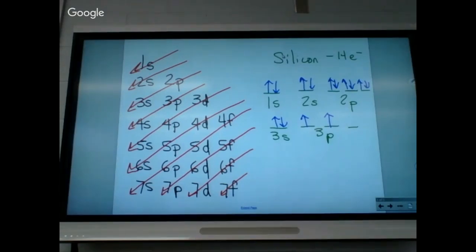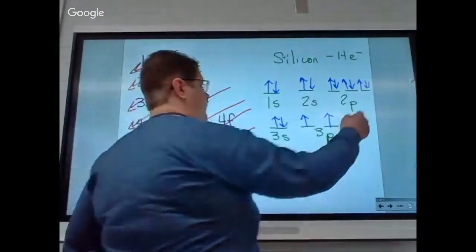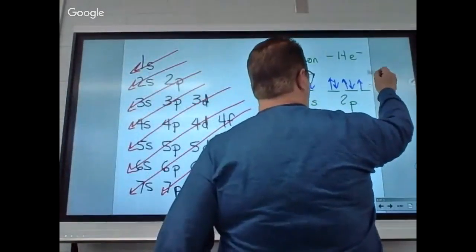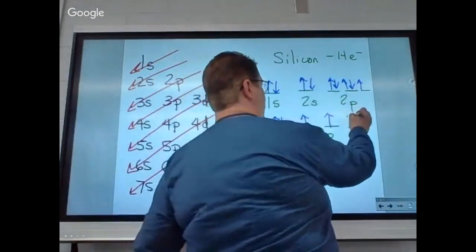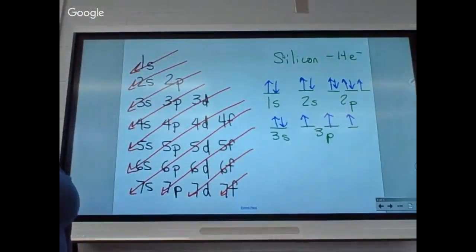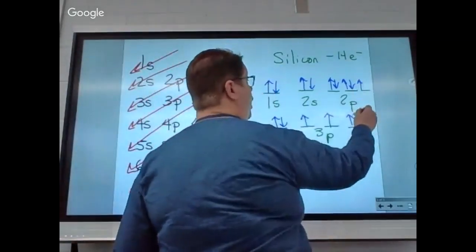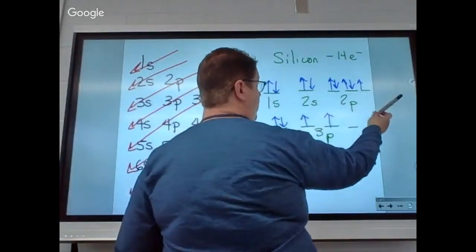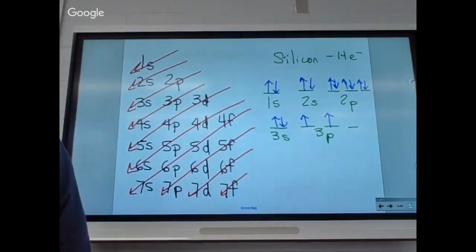No. All right. Let me answer this question for Chris. The rest of you be quiet. Now, Chris asked if we take one off the 2P and I put it here, is that okay? The answer is no, because why? It's like the hotels. 2P has to be full before we can move on. So 2P is not obeying Aufbau. The level is not full. Okay? Does that make sense?